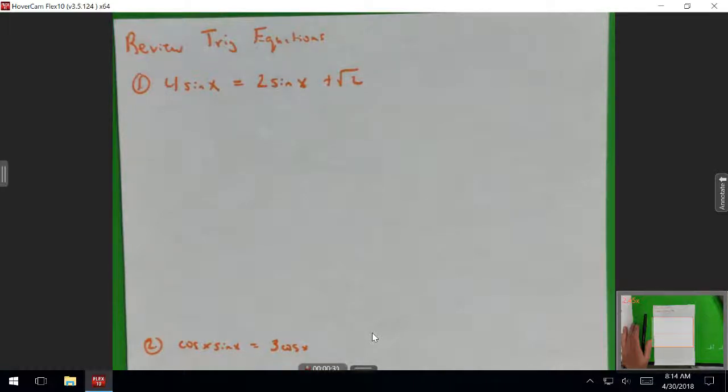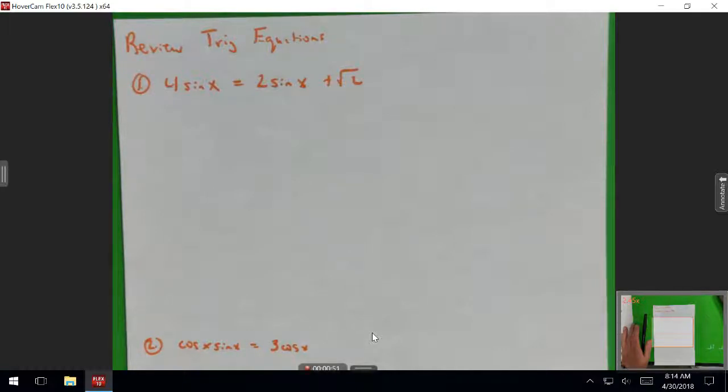Sine x, isn't it? We have 4 sine x here. We have 2 sine x here. We just want 1 trig function in the problem, don't we? So how can we get to that, Colin? Not quite yet. We got 2 of these. Are these like terms, guys? So could you combine them?